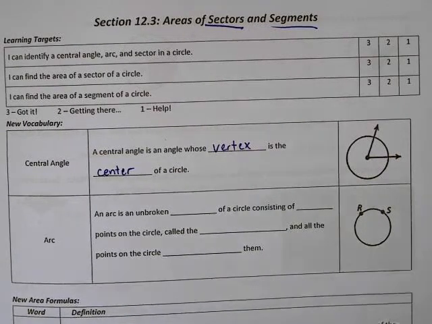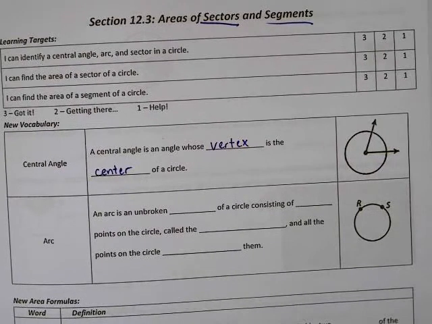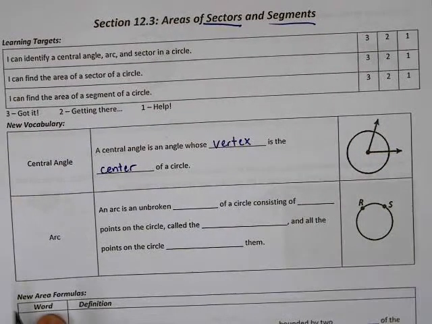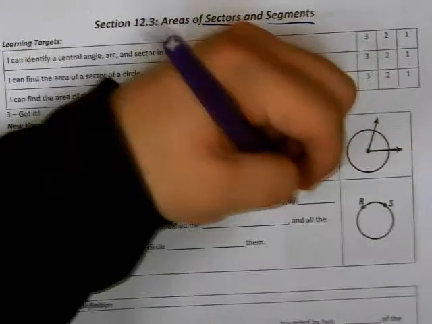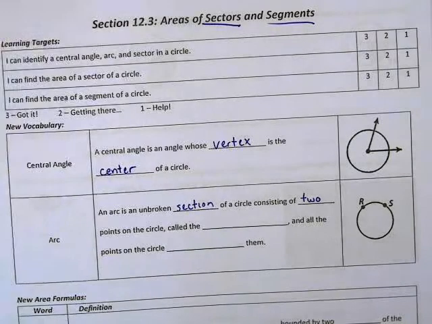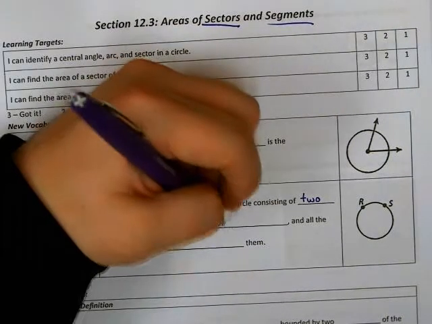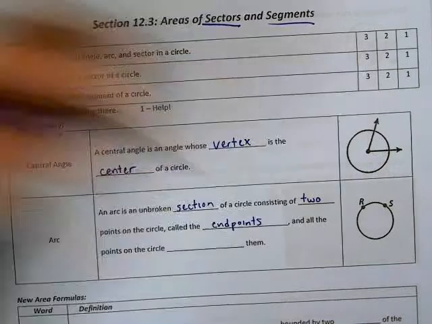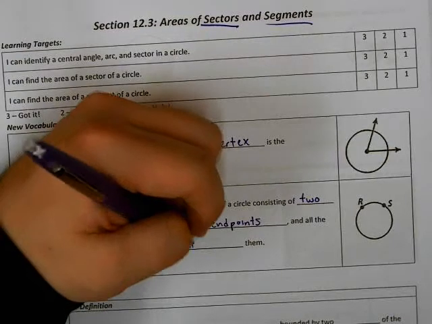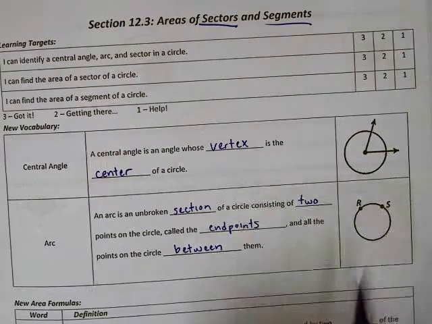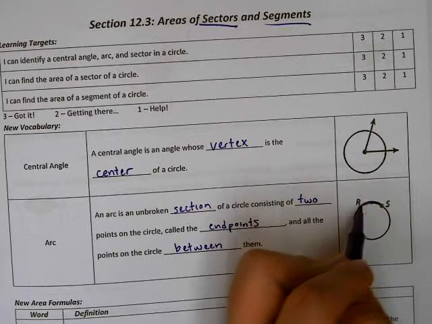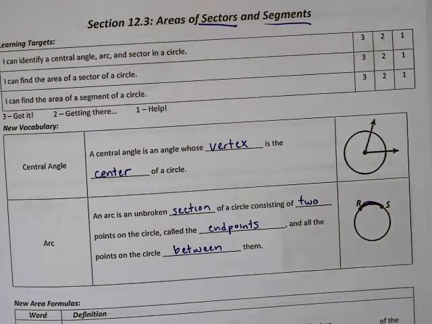Now, an arc is an unbroken section of a circle consisting of 2 points on the circle called the endpoints, and all the points on the circle between them. So the idea is, we have points R and S. The arc itself is that entire piece of the circle, or the section of the circle that's between those two endpoints. Cool.